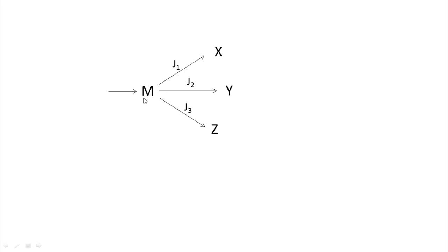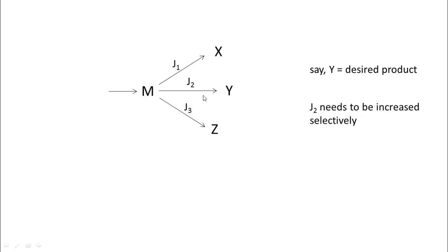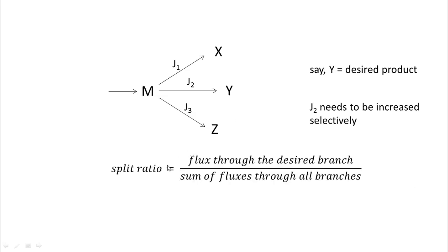So in formal terms, if metabolite M undergoes three reactions with rates J1, J2 and J3, or fluxes J1, J2 and J3 in this terminology, to give you X, Y and Z, and let us say that Y is the desired product here, J2 needs to be increased selectively over J1 and J3, right? So the split ratio, as it is called, is the flux through the desired branch divided by the sum of fluxes through all branches. It can be written as J2 divided by the sum of all J's, J1, J2, J3 in this case. So J2 by J1 plus J2 plus J3. This is the split ratio.